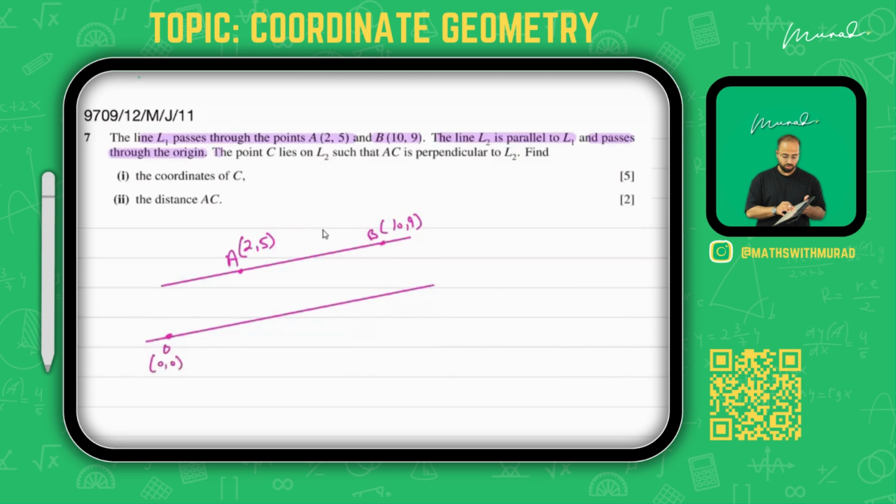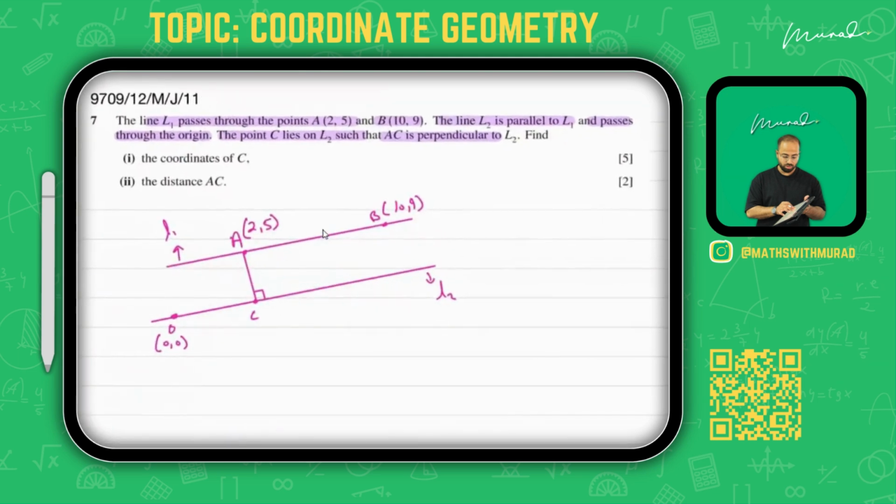Moving forward, the point C lies on L2 such that AC is perpendicular to L2. This is L2. This one was L1, and this line is L2. Point C is lying on L2 in such a way that if you draw the line AC, these two lines connected together make an angle of 90 degrees. So this is my point C, and the coordinates of C are not given right now. They're asking, for 5 marks, that you figure out the coordinates of C.